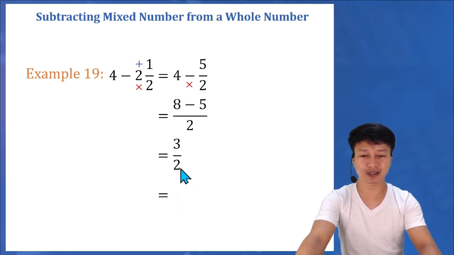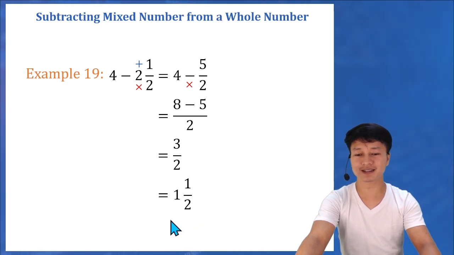mixed number. So ilang 2 meron sa 3? Obviously, that is 1. And then 1 times 2 is 2. Ilan na lang kulang para maging 3? 1 na lang. So this is 1 over 2. So the final answer is 1 and 1/2.